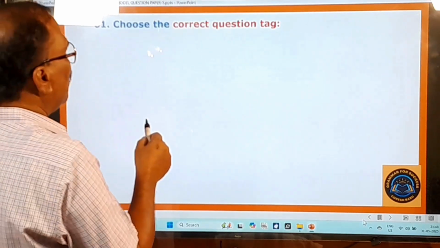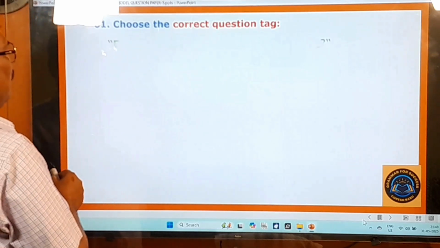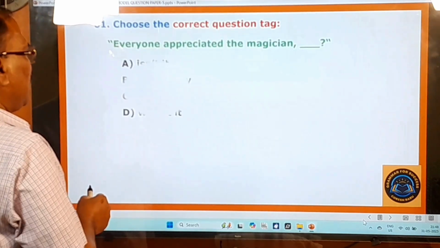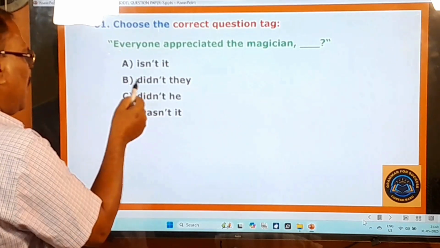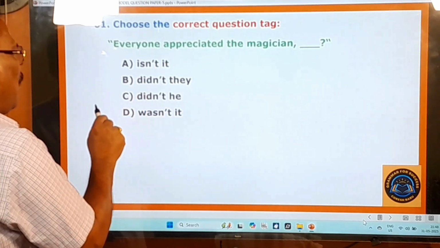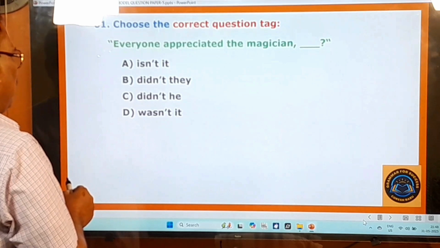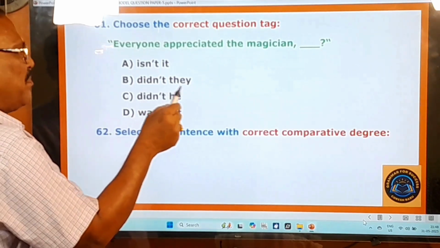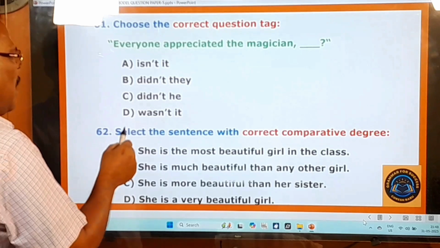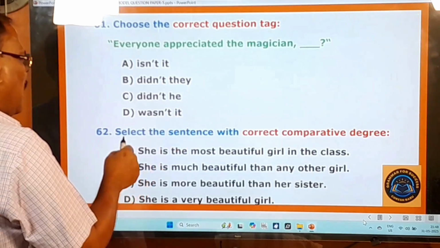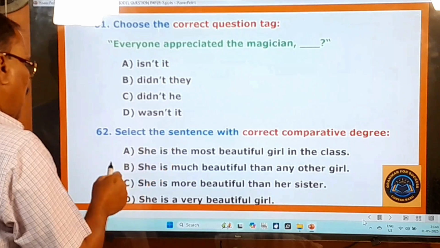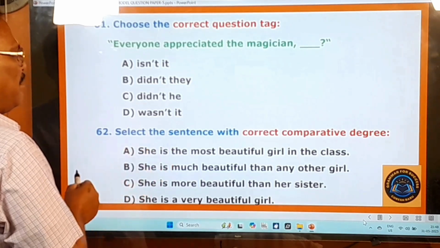61st question. Choose the correct question tag. Everyone appreciated the magician. Question tag. Isn't it? Didn't they? Didn't he? Wasn't it? 62nd question. Select the sentence with the correct comparative degree. She is the most beautiful girl in the class. She is much beautiful than any other girl. She is more beautiful than her sister. She is a very beautiful girl.